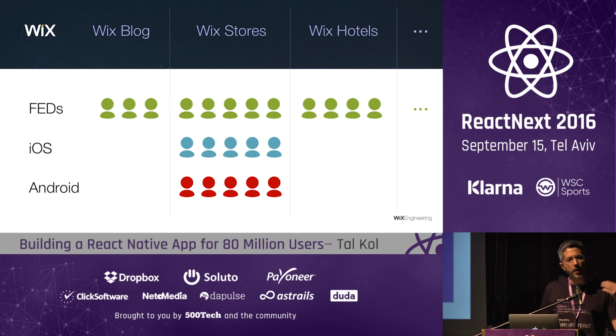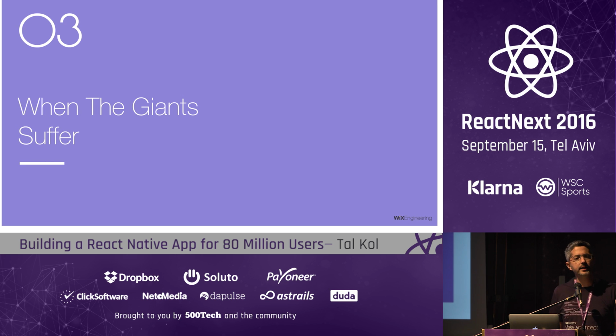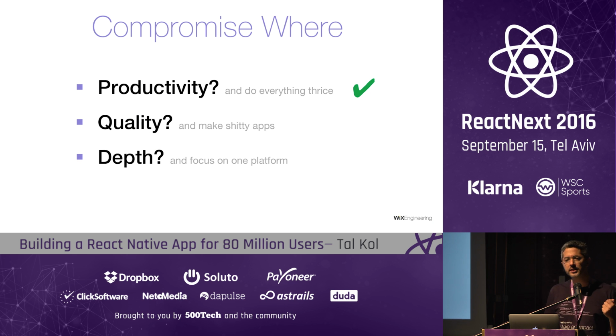So now let's take a break from Wix and look what happens when the giants suffer. And let's take a look at another company, and this company made a different compromise. They made a compromise on productivity. They decided to hire 3 times as many engineers and just do everything thrice. And this company is Facebook.